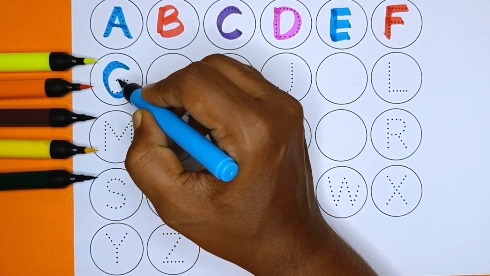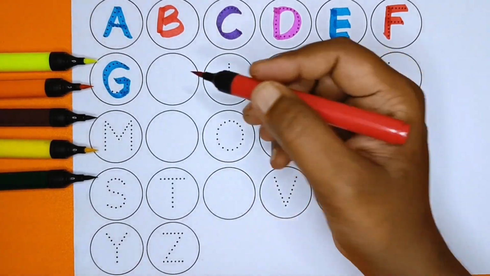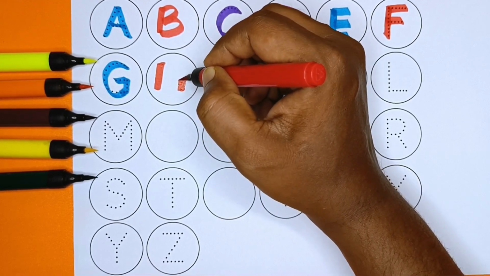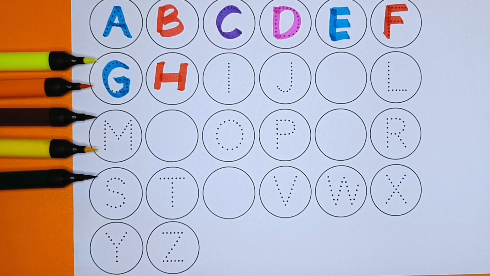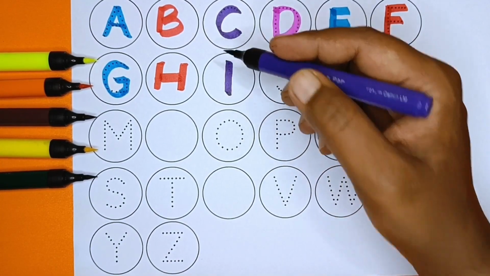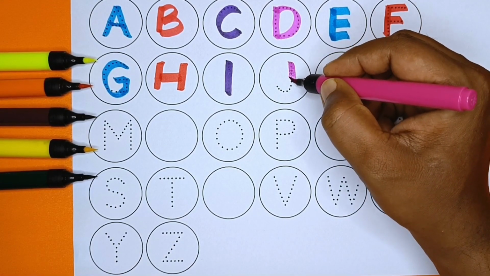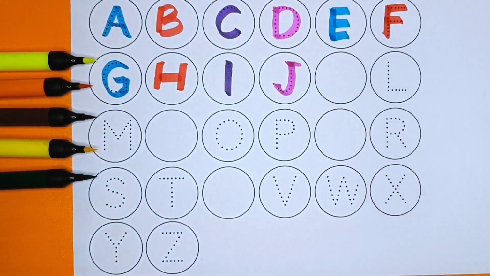G for girl, G for girl. Red color. H for house, H for house. Purple color. I for ice cream, I for ice cream. Pink color. J for joker, J for joker.